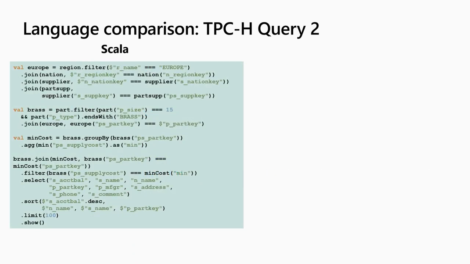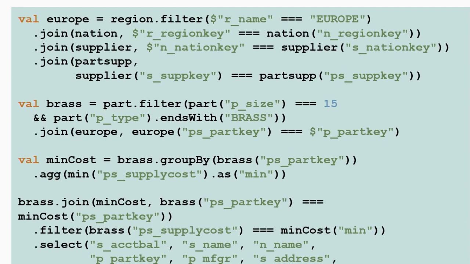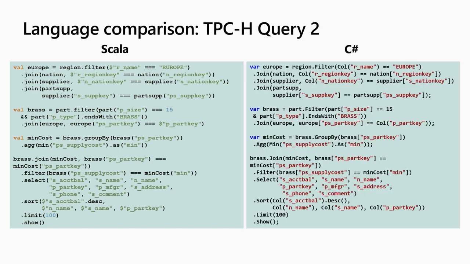Now let's take a look a little closer at the language. So here is a TPC-H query. TPC-H is a standard industry benchmark. Let me zoom in a bit so you can see it better. It does a multi-way join over regions, nations, suppliers, part suppliers, etc. So this is a four-way, five-way join with some group by and aggregation. This is Scala code. Now let's take a look at how this looks in .NET.